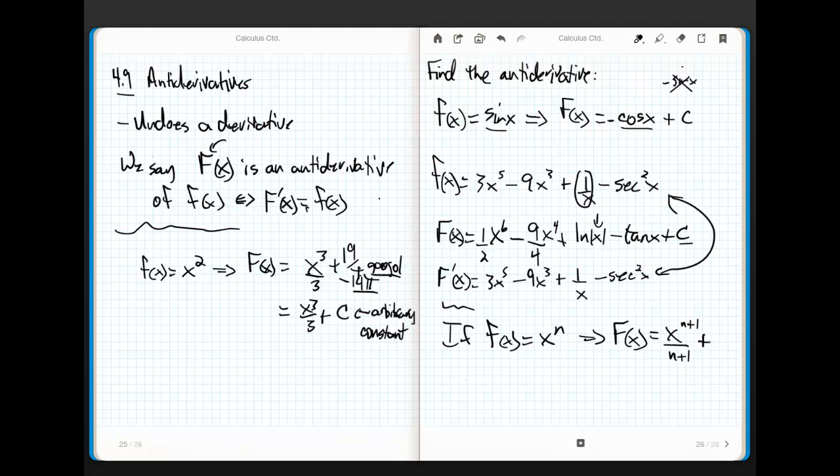Ooh, but let's not forget our arbitrary constant, right? Really easy to prove. Just take the derivative of this thing, right? I want to prove it. I go F prime of x. And remember, capital F.